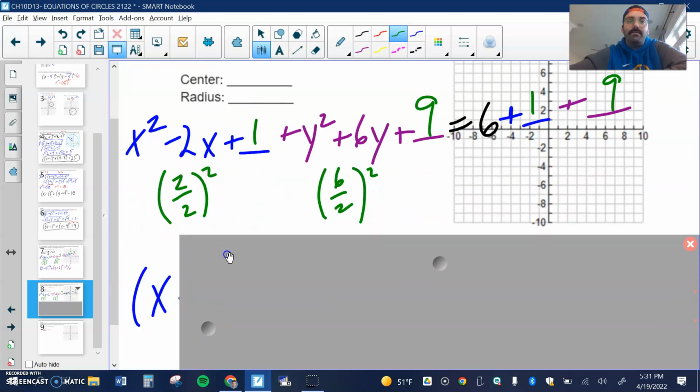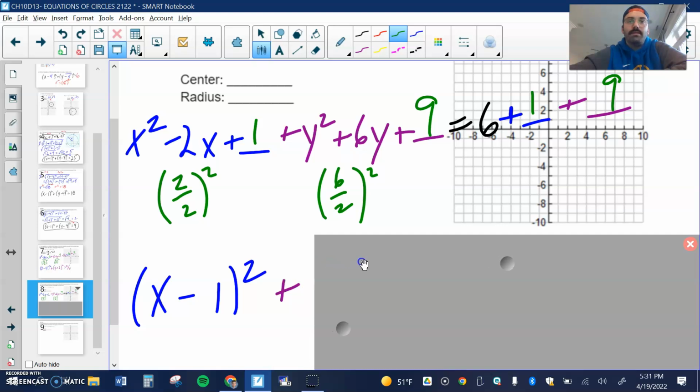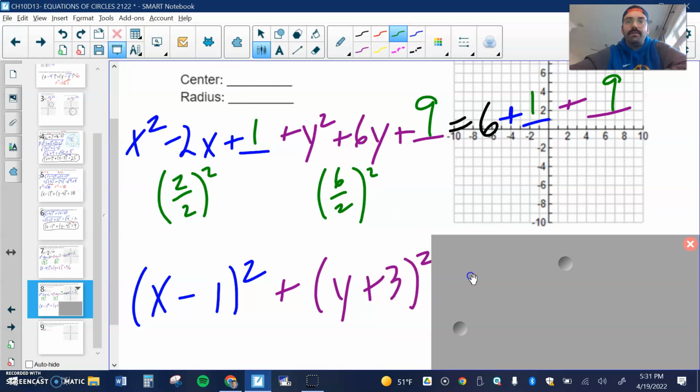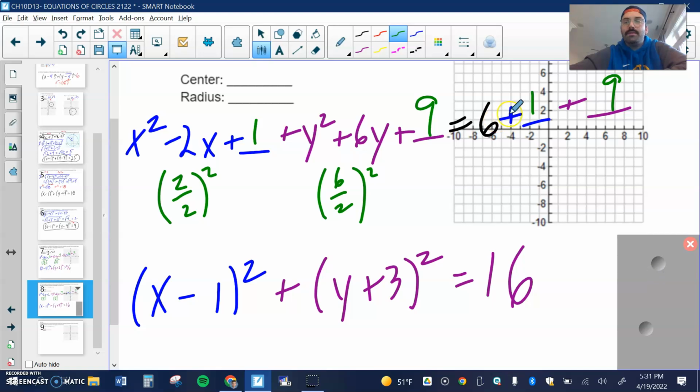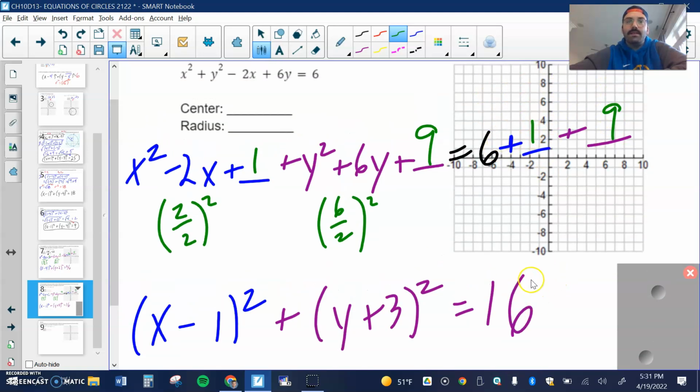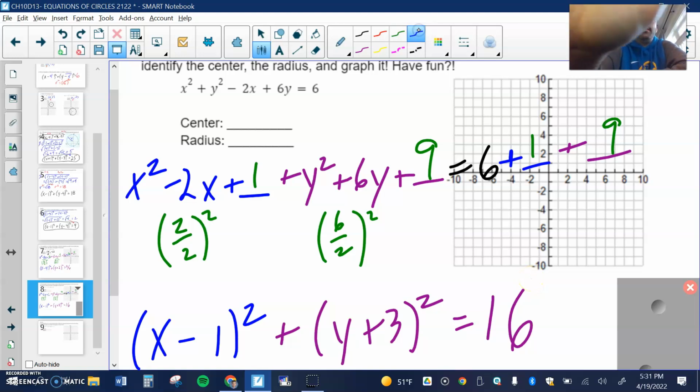Well, this is negative, so it's x minus. What was 2 divided by 2? It's 1. x minus 1 squared. Plus, this 6 is positive, so it's y plus. What is this number divided by 2? Oh, it's 3. And then I just add those numbers on the right. 6 plus 1 plus 9 gives me 16. Center is then 1, negative 3, and the radius is 4.